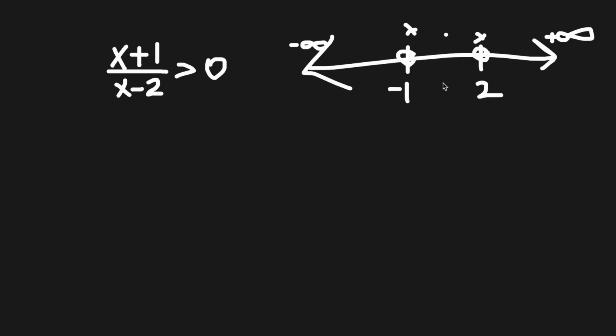So let's plug in a number. Let's just randomly plug in 0, right? So if we were to plug in 0, we would get 1 over -2, right? But that is not greater than 0.